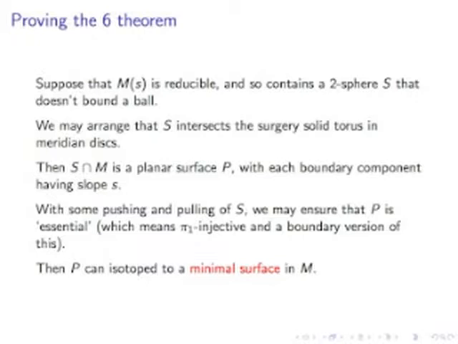With a bit of pushing and pulling, which is very standard in three-manifold theory, you can actually make sure that this planar surface P is what's called essential, which means, in this context, that it's pi1 injective and a boundary version of pi1 injectivity. And the reason for making it pi1 injective is because then you can realize the planar surface P as a minimal surface in M, your original hyperbolic manifold. It's a general existence result. So P is now a minimal surface sitting inside our original hyperbolic manifold with boundary slopes S.